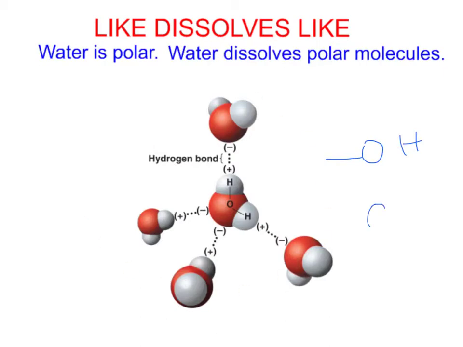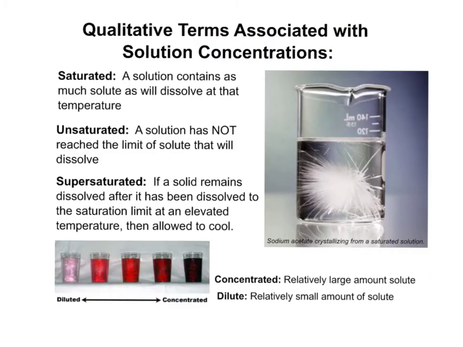Chlorine also, we have ions, right? The little chloride ion and the sodium ion. Those are other examples where they can come in and replace these hydrogen bonds in the solution, and that is why water is able to dissolve molecules like this. Here are some qualitative terms associated with solution concentrations. These are terms that you are, I'm sure, familiar with, but let's just review them, make sure everybody knows them.